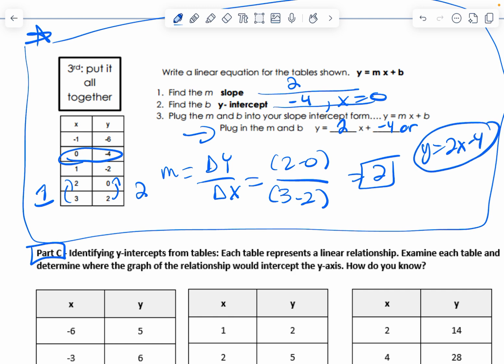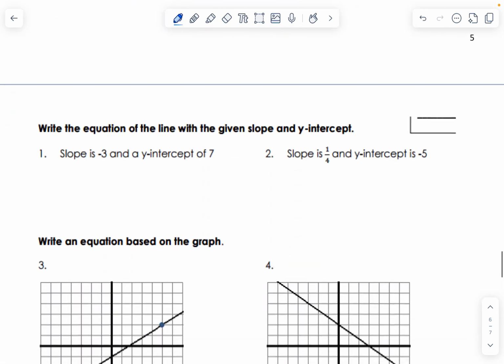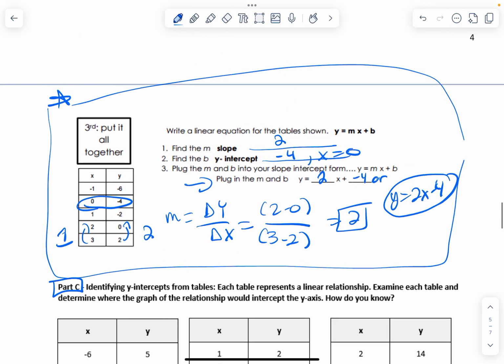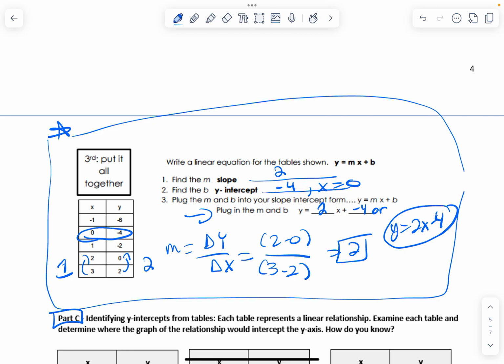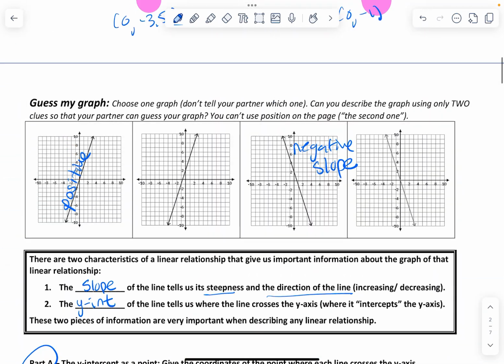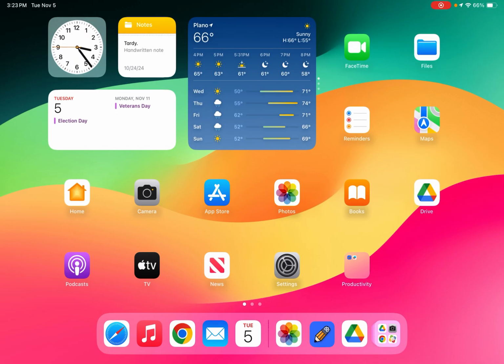So if you've paid attention and worked this out, it should be an easy formative grade. When I come back on Monday, we'll finish this up with part C and the bottom page. We'll recap how to find the y-intercept from a graph, table, and equation. But make sure you remember that the y-intercept, once again, is just where the graph or line crosses the y-axis.